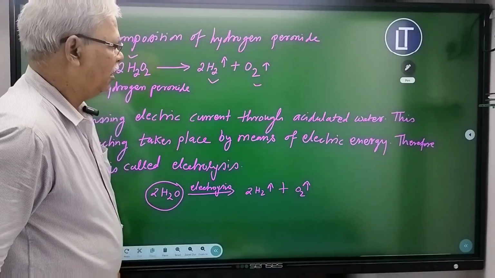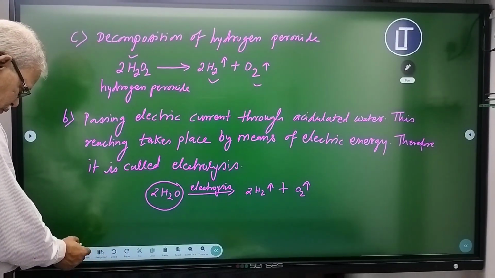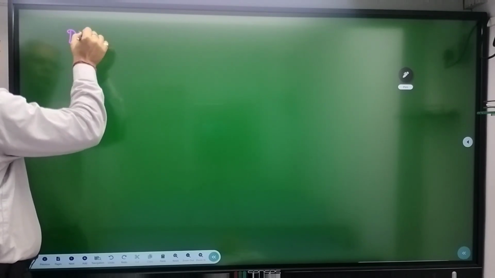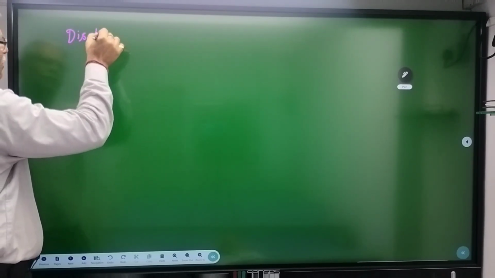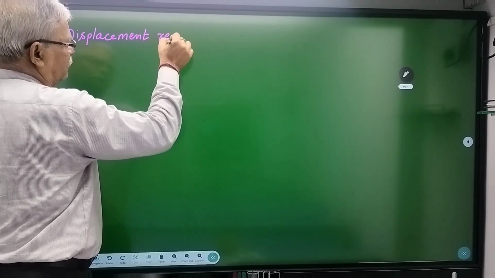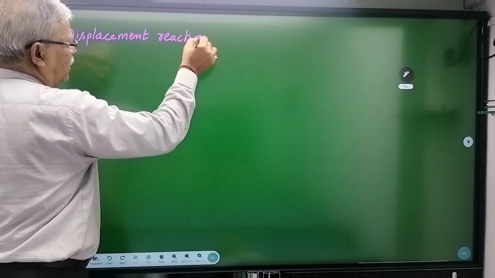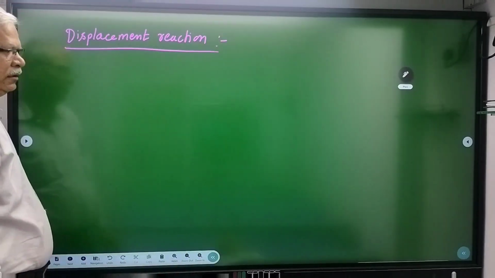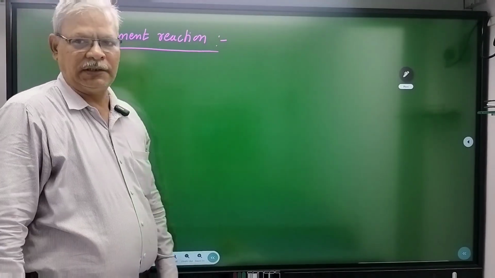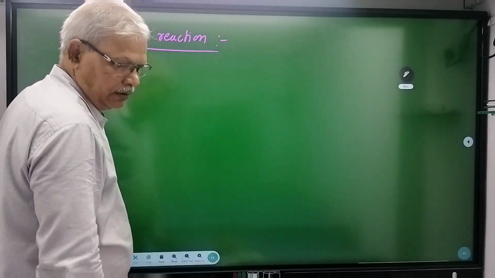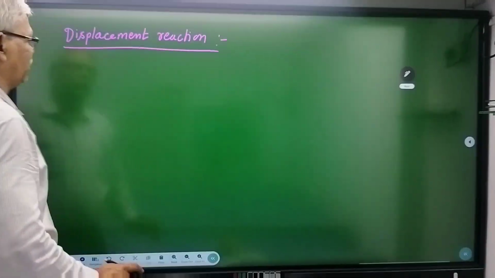Okay? Now after this, as I told you, displacement reaction. As the name displacement suggests, the ion of one element is displaced by another element. Okay? Or you can say that a less reactive element is displaced by a more reactive element.